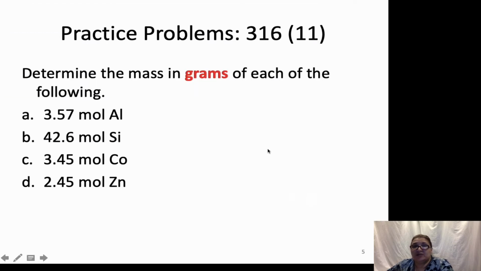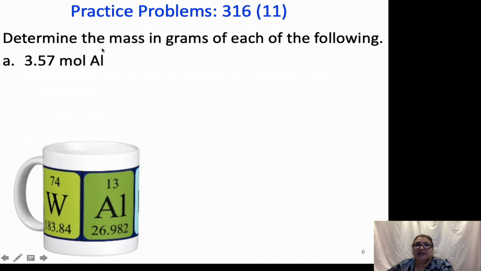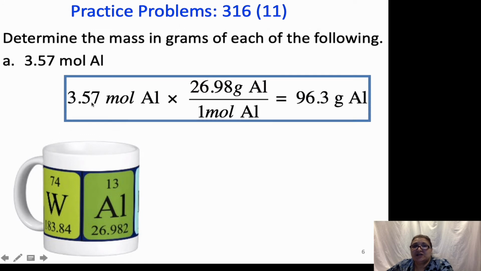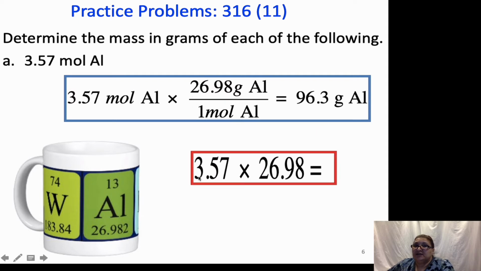We're going to do some practice problems. Determine the mass in grams of each of the following. So we have 3.57 moles of aluminum, and we want to convert it to grams. So we look at the periodic table. Aluminum has 26.98. So we always start with what's given, which is 3.57. And then moles to grams we multiply by the molar mass right off the periodic table. So we just multiply 3.57 times 26.98. We get 96.3.